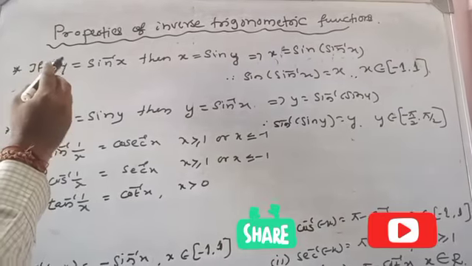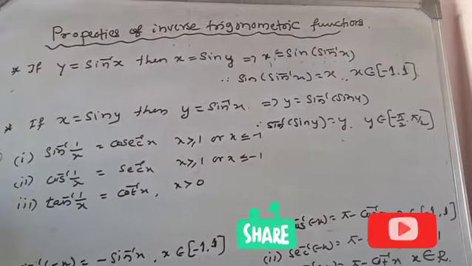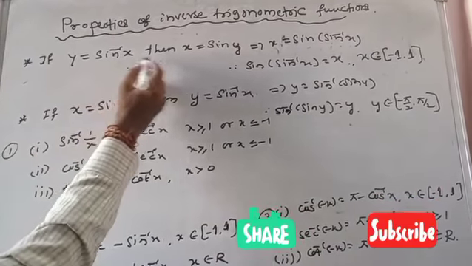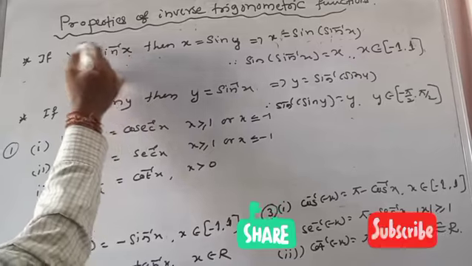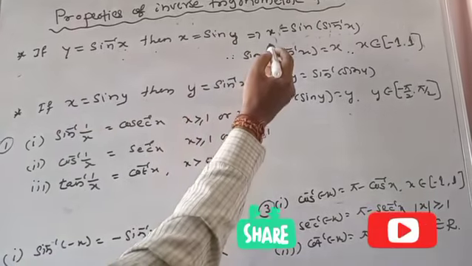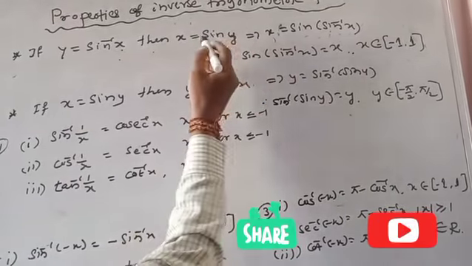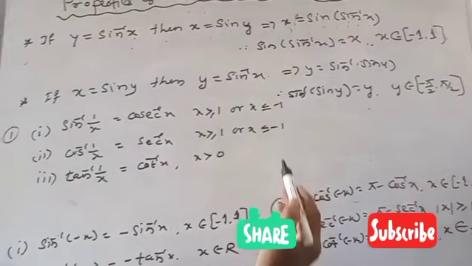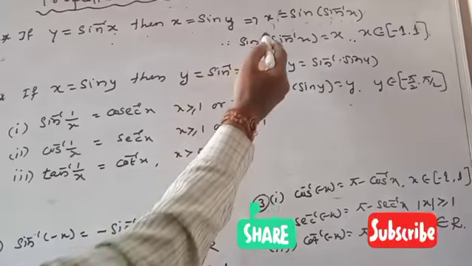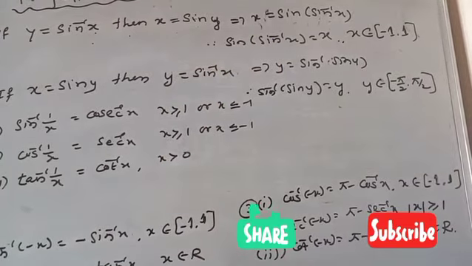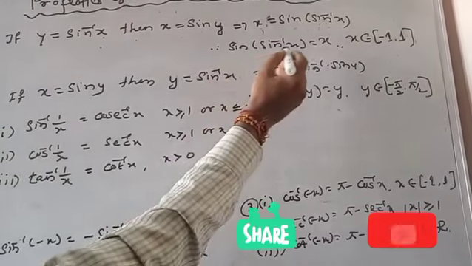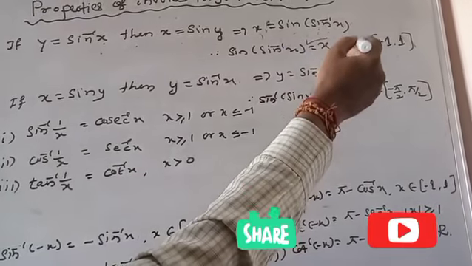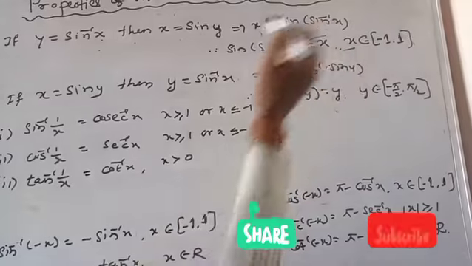Today we shall discuss the properties of inverse trigonometric functions. If y is equal to sine inverse x, then x is equal to sine y. Therefore, x is equal to sine of y, where y is sine inverse x. Therefore, x is equal to sine of sine inverse x. So sine of sine inverse x is equal to x, if x belongs to the closed interval -1 to 1, which is the domain.